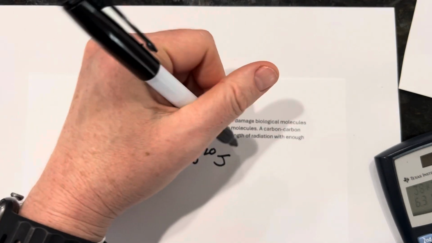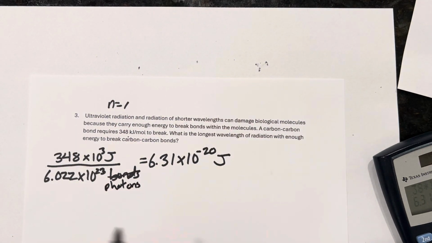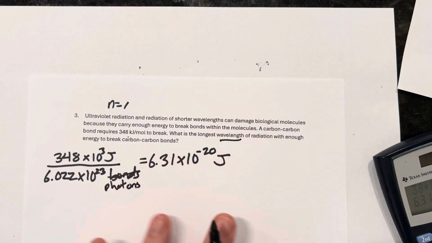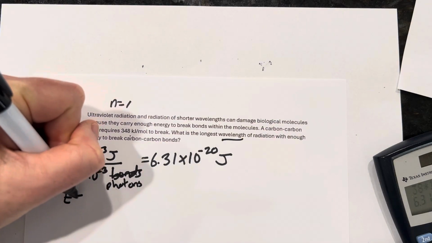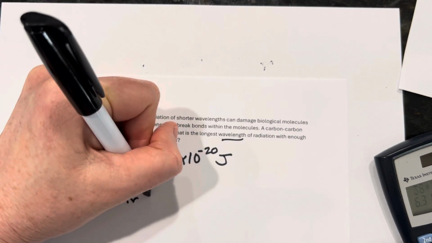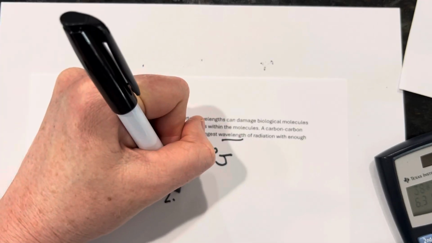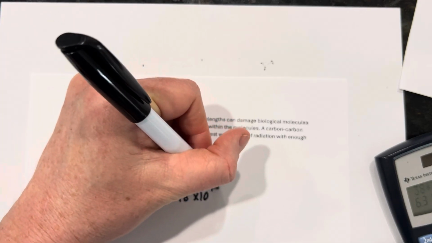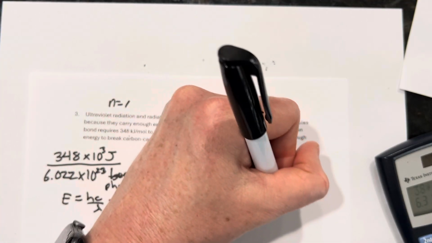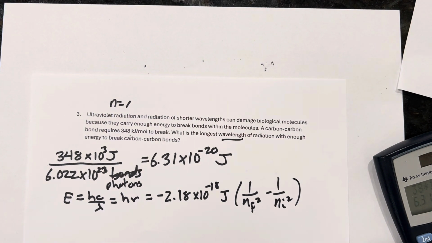So this is how many joules a single photon has. Now it asks us to find the longest wavelength. So we have to relate this energy to wavelength. Our equation again is E equals hc over lambda equals h nu. I'm not always doing it in the same order. Equals negative 2.18 times 10 to the negative 18 joules times 1 over n final squared minus 1 over n initial squared. Okay, this is wavelength, that's energy. So these parts are the only parts of the equation I need. I don't need the rest.